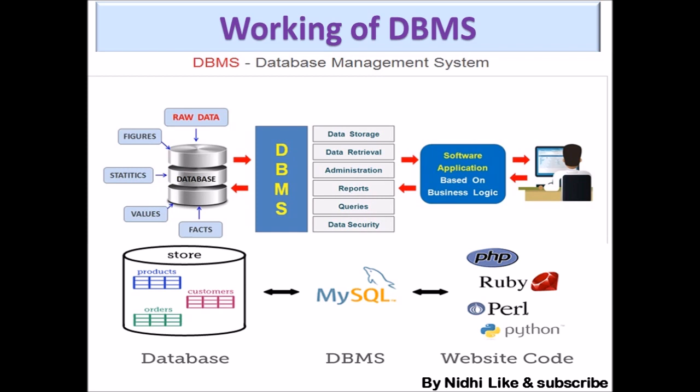The next thing is application software. We have studied in unit 1 that the user always interacts with the application. So we as users are always using software. The software can be written in any programming language, or we call it website code. That programming language can be PHP, Ruby, Perl, Python, Java, etc.